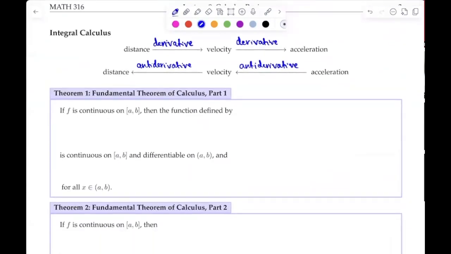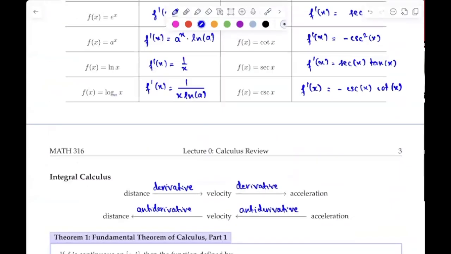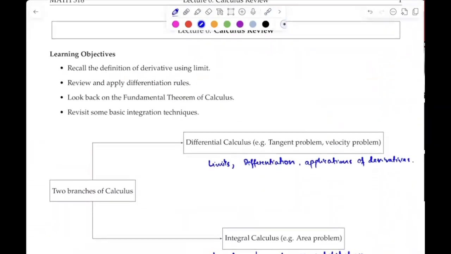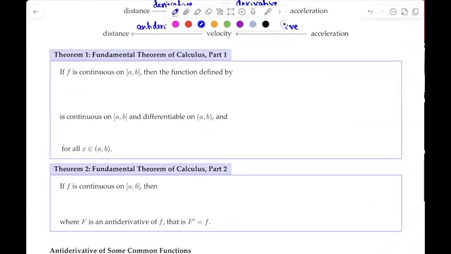And there are two parts to the fundamental theorem of calculus. Because there are two branches of calculus, differential calculus and integral calculus, these two branches get connected together using the fundamental theorem of calculus.